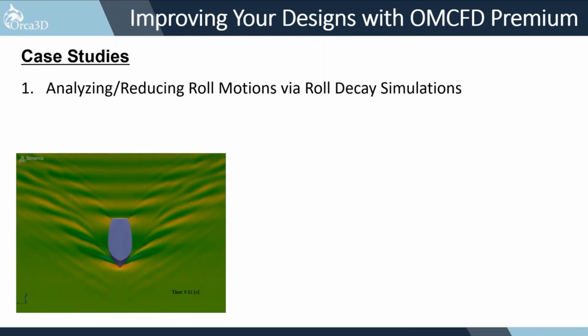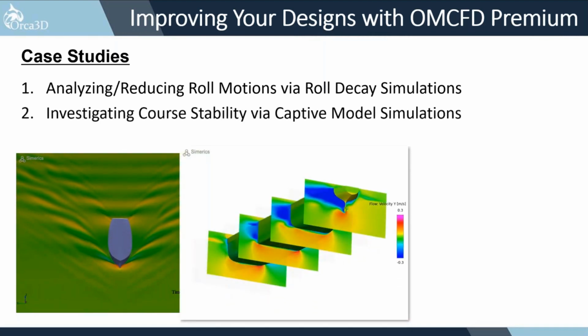So the first case study will look at ways in which the Orca CFD Premium can be used to analyze and reduce roll motions via something we call roll decay simulation. So we'll talk a little bit about that. The second case study will investigate course stability. So we'll talk about what that means, course stability, and how you can use the CFD tool as sort of a virtual towing tank. Things that you would typically do in a towing tank, you can do very easily in the CFD program with Orca Marine CFD to evaluate the stability and perhaps improve the stability of your design. So that'll be the second case study.